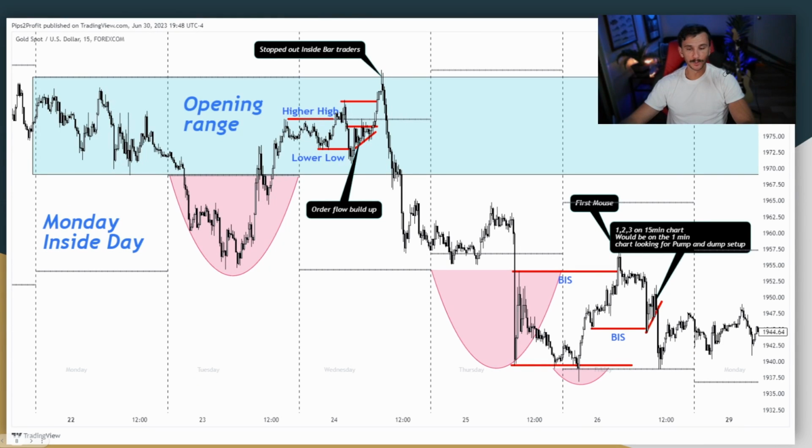Another really great template. As I said, you're looking for three drives out of the opening range. How do I identify those three drives? I use the previous day's high and low. The lowest point within the day will create a new previous day's low on the next day, and that just gives me a new level to come out of.